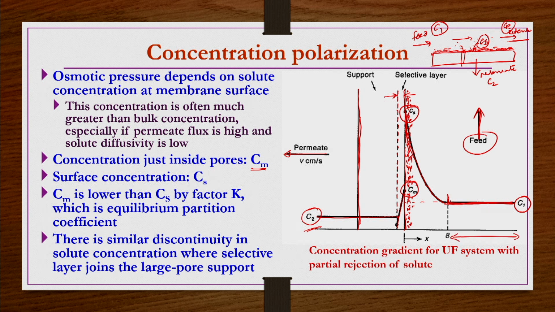Let us say from this point the concentration gradually increases, and then it rises to such a large concentration as CS at the membrane surface. So, this distance you take as a kind of delta, okay. It looks like 8 here, but it is a kind of delta. So, this distance, you take it as delta.